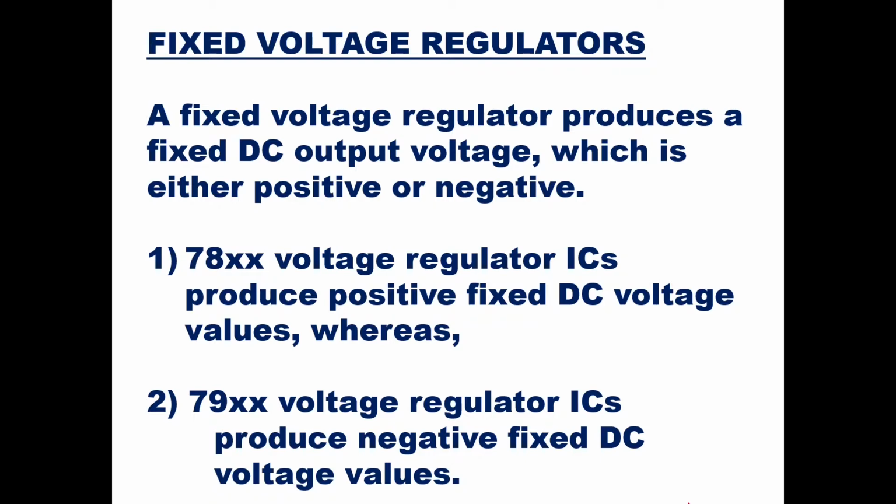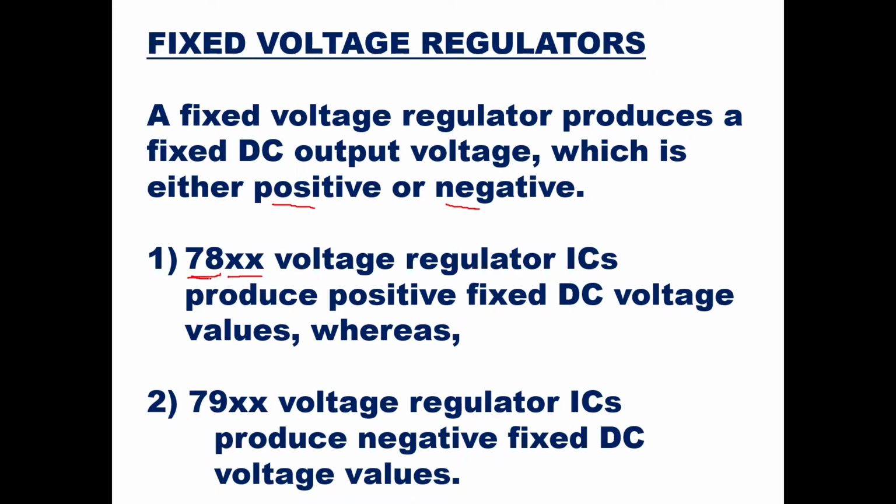A fixed voltage regulator produces a fixed DC output voltage which can be either positive or negative. This is very important to know over here, which can be either positive or negative. Now if you see IC numbers which start with the 78 series, 78XX, the XX can be any number such as 05, 08, 12, 10, anything.